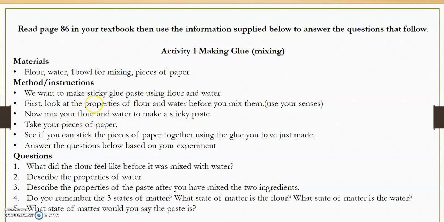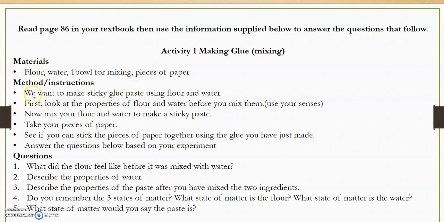And then once you're done with that page, we are going to use this information here, which I have supplied, to do activity 1. All right. And you are going to need a few materials. And I've tried to do an activity that is not complicated so that you are able to go to the kitchen and find these. We need flour, we need water, we need a bowl for mixing, and then you can just get old newspapers and rip the newspaper into pieces.